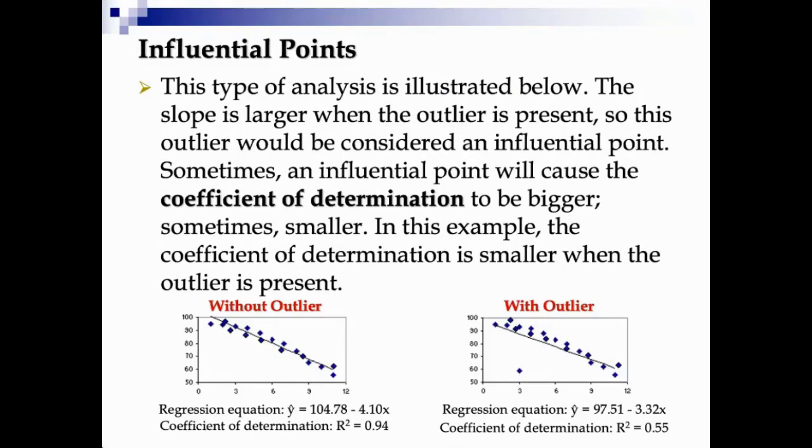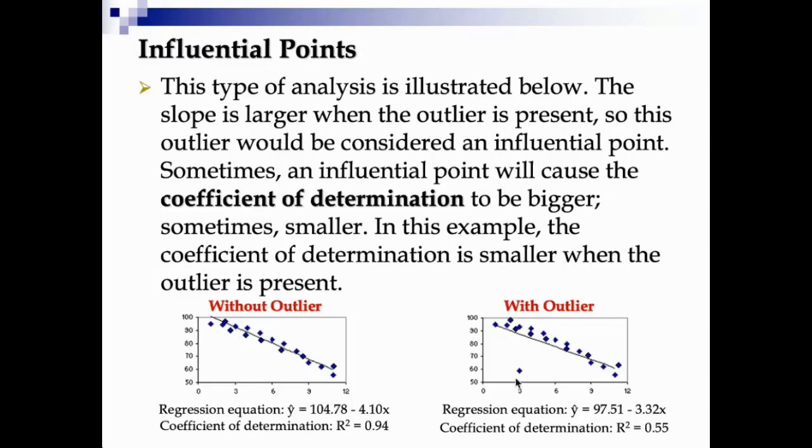So this type of analysis is illustrated below. The slope is greater when the outlier is present, so the outlier would be considered an influential point. So if you look at this right here, we have a set of data that follows some linear pattern, and this right here is the same data, okay? The only difference is this data here has this outlier, okay? And it's an outlier because it's a distant point. It's just different from the rest of the pattern, okay?